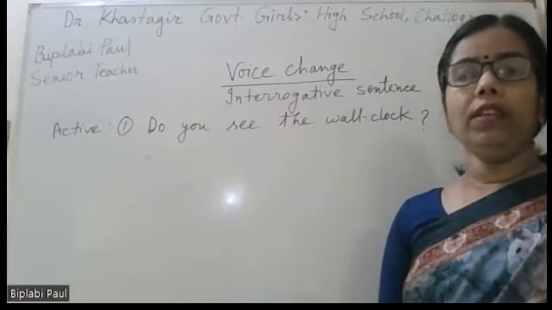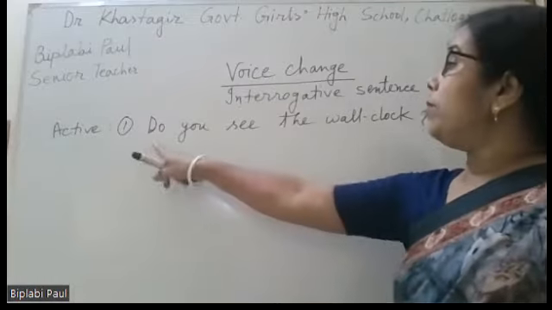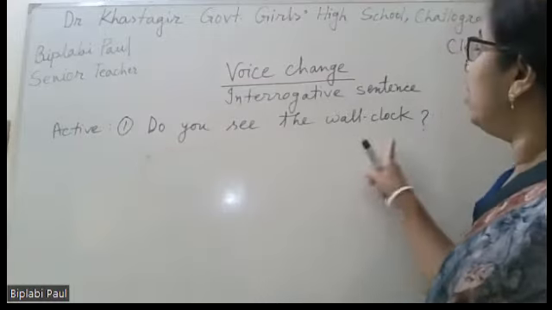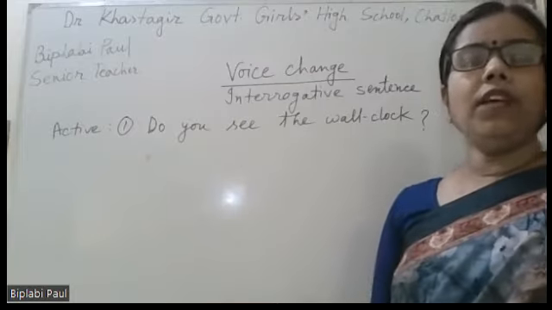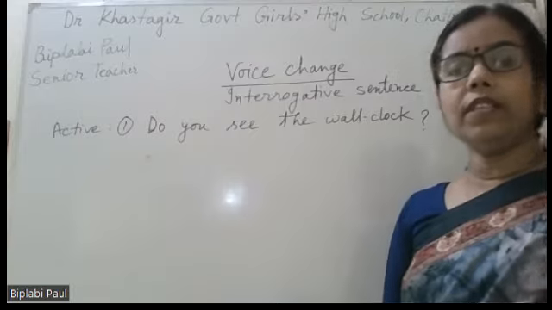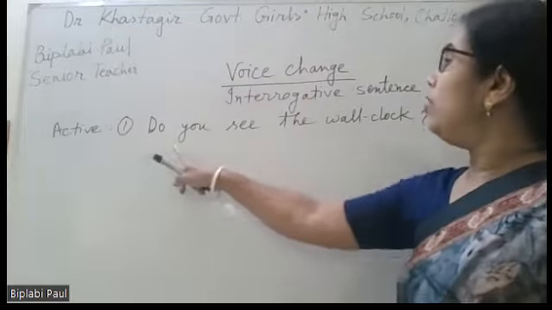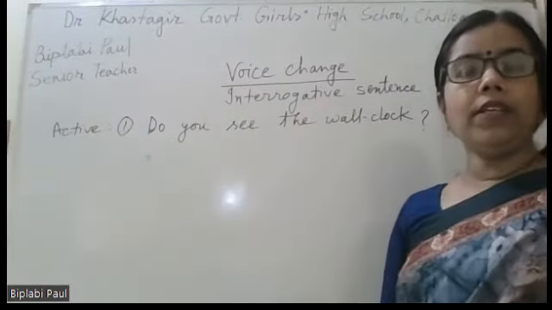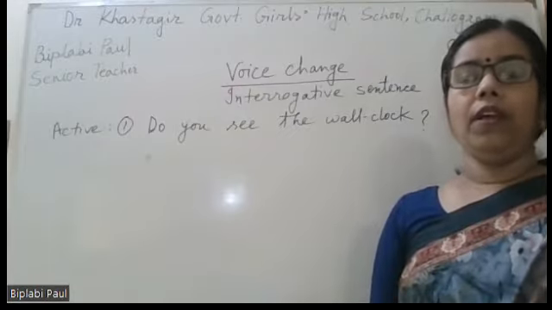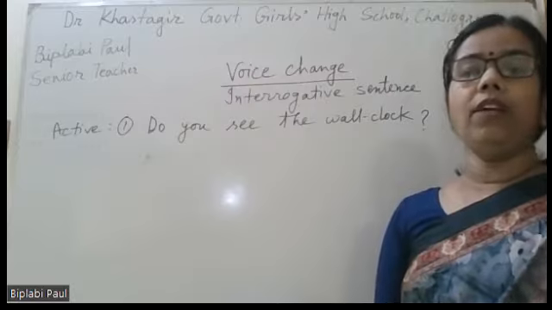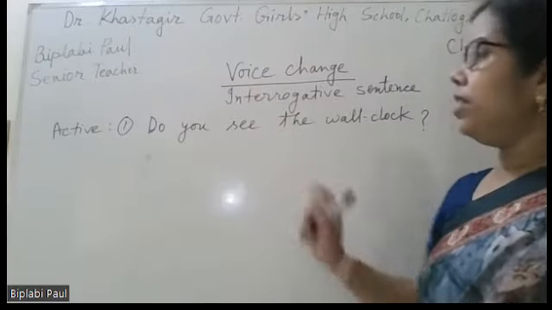One is yes no question, and yes no question starts with auxiliary verbs. Look, it is an interrogative sentence. You note down this in your notebook. I want to discuss this type of voice change today with you. The first one, number one, do you see the wall clock? The answer will be yes or no. So we can say that it is a yes no question. After discussing yes no question, I will discuss the wh questions. Okay? So at first, note down this sentence.